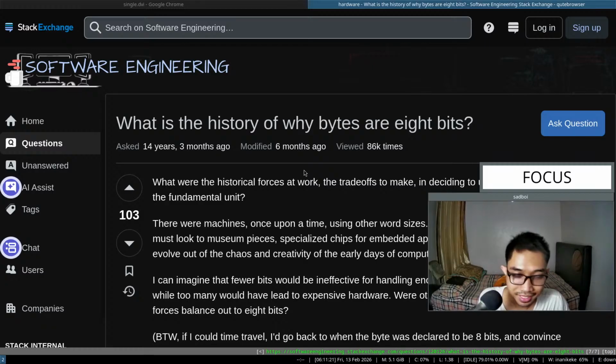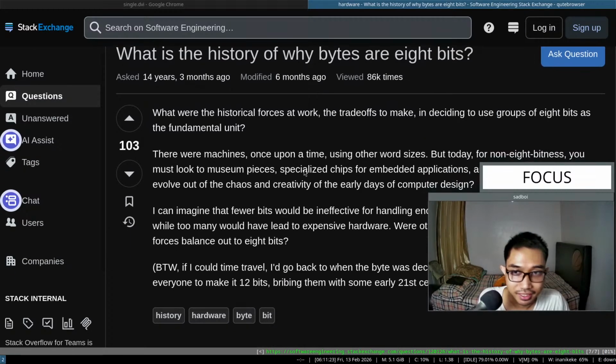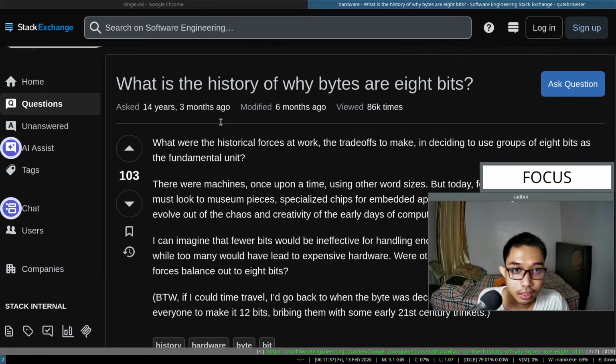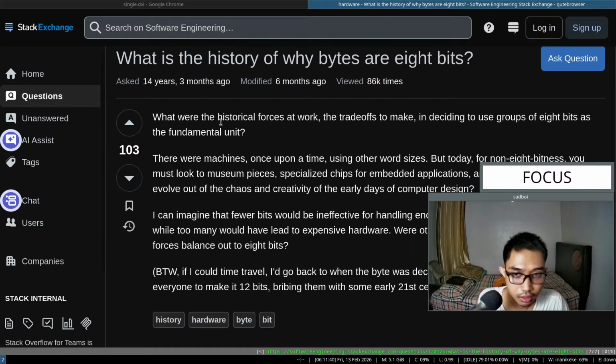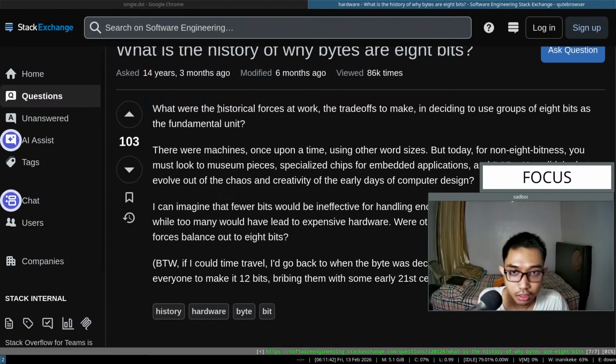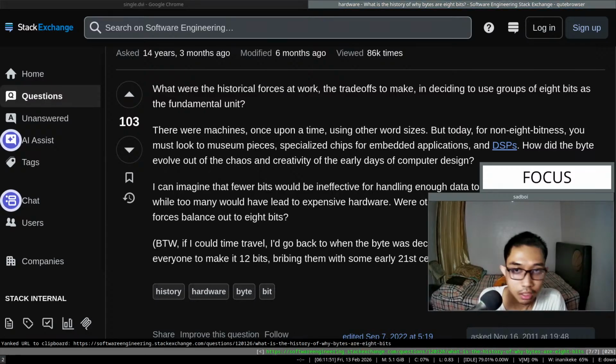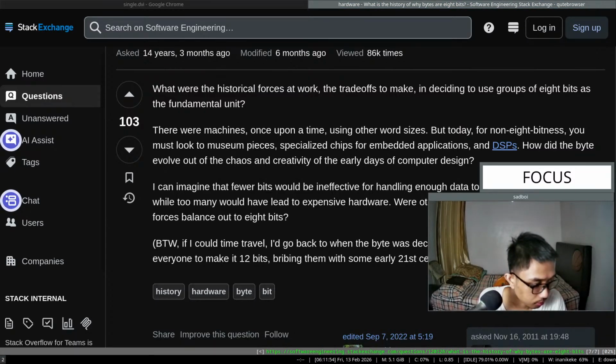But again, I don't have any experience yet, so I'm not sure what kind of system doesn't have 1 byte as 8 bits. Okay, what were the historical forces at work in the decision to use a group of 8 bits as the fundamental unit? Let me copy this in the chat.